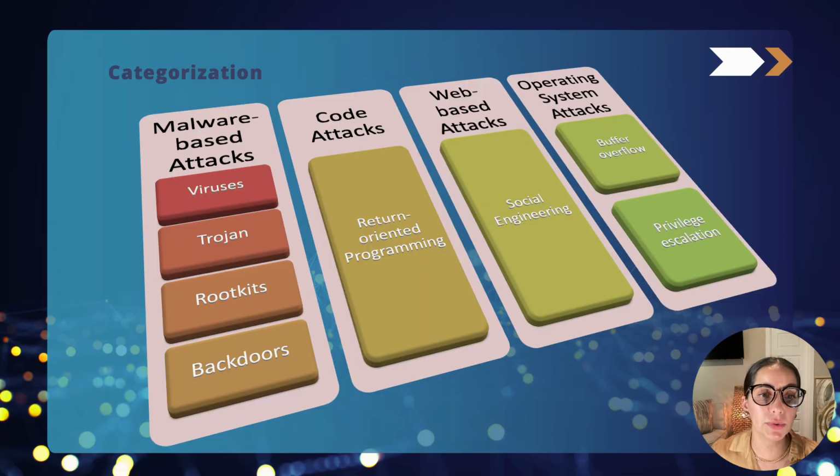I used this visual to categorize the taxonomy of cyber attacks based on their characteristics, techniques, and goals. I started with malware, which includes your viruses, Trojans, rootkits, and backdoors. We have code attacks, which is your return-oriented programming, web-based attacks, which is your social engineering, and operating system attacks, which is your buffer overflow or privilege escalation.